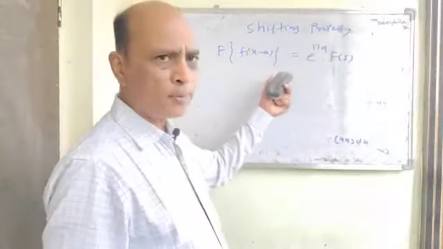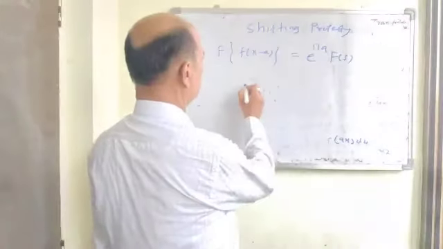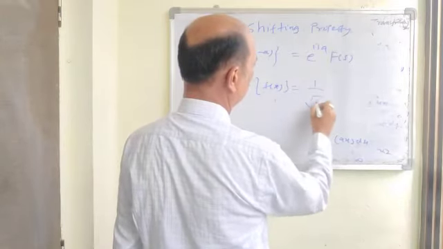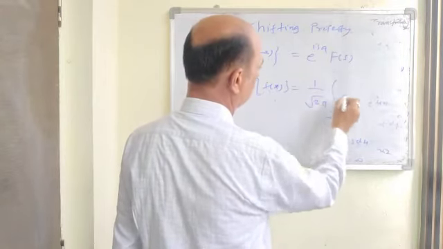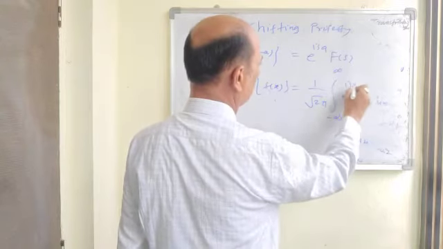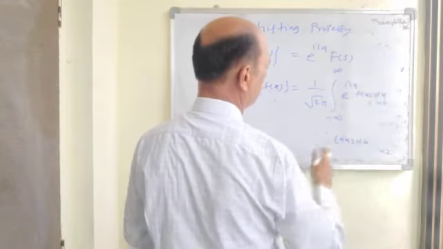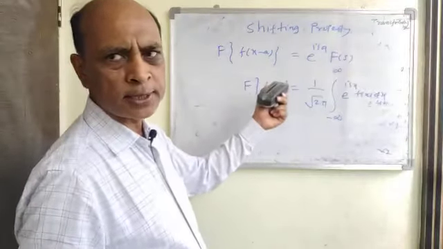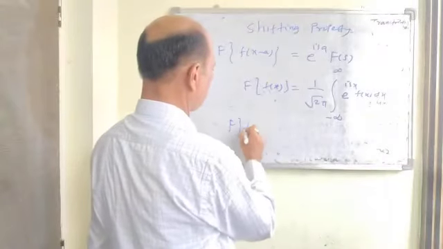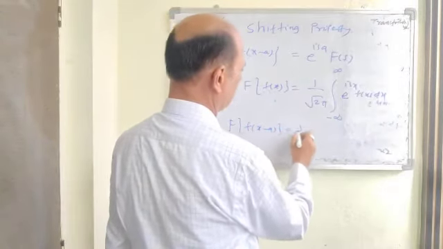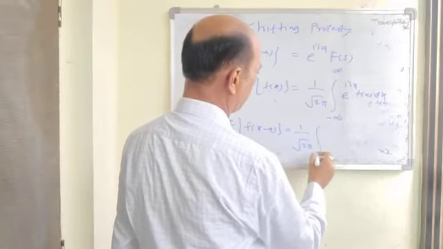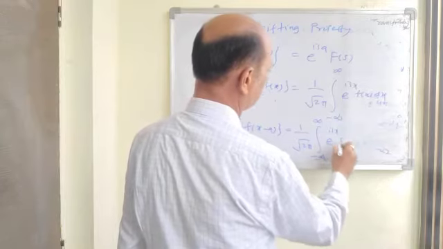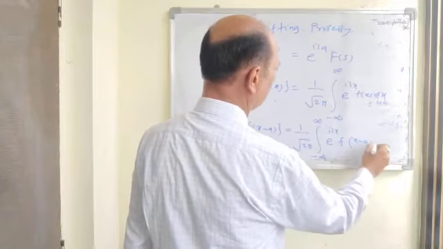f of x minus a. So we know that F of f of x, that is 1 upon root 2 pi integration from minus infinity to infinity e to the power isx f of x dx. Now we have to find F of f of x minus a. So here it is equal to 1 upon root 2 pi integration from minus infinity to infinity e to the power isx, and here we have to write f of x minus a dx.